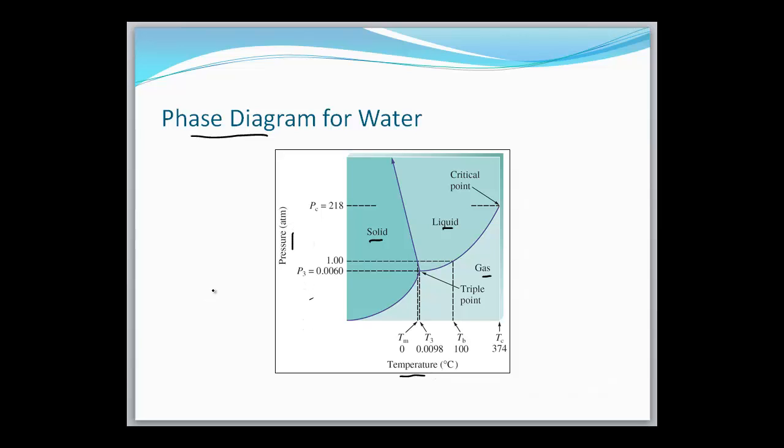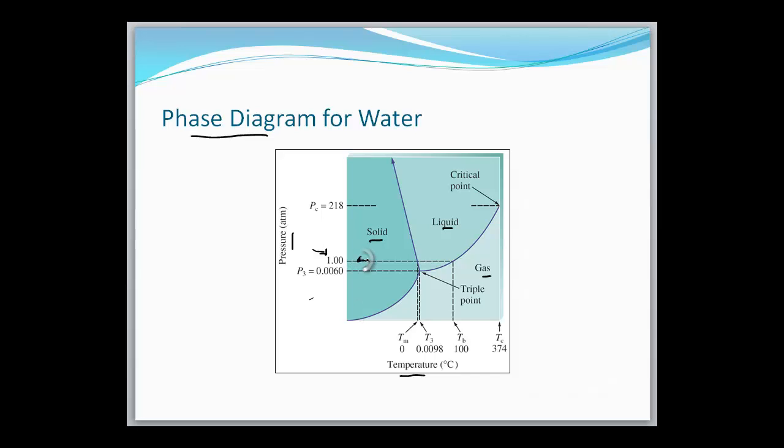So as we said before, normal atmospheric pressure is 1 atmosphere. So with this graph here, if we were right here, that would be a pretty cold temperature. In other words, it's below 0 degrees Celsius. So we're in the solid phase.